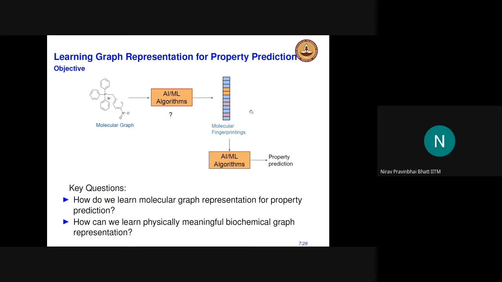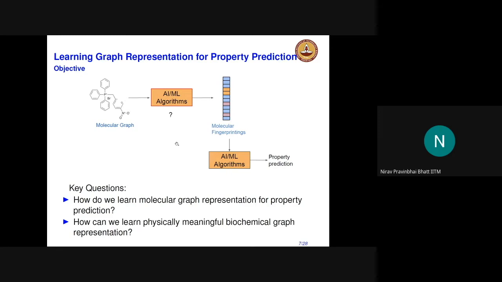The pipeline is very straightforward. I start with a molecular graph, and I have some algorithm which allows me to get molecular fingerprints. And once I have molecular fingerprints, I can use some other algorithm which allows me to predict the properties. Now, how do we learn this molecular graph representation for property prediction is one question, particularly this aspect altogether.